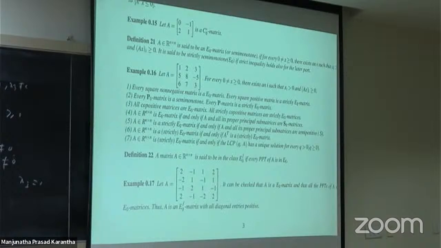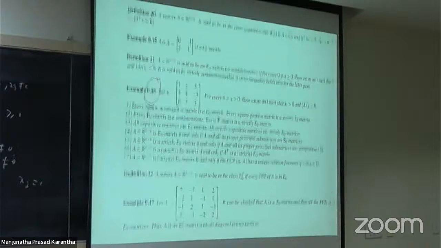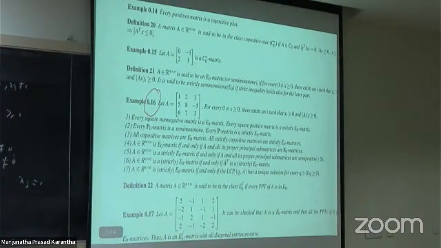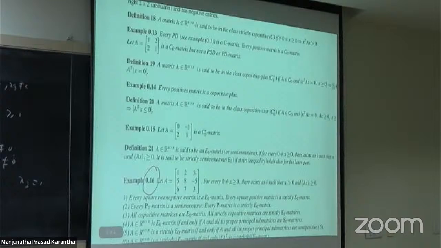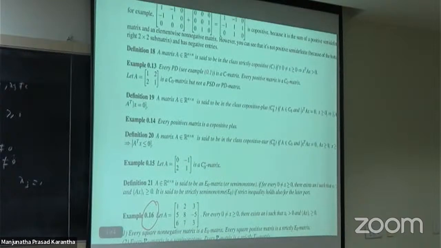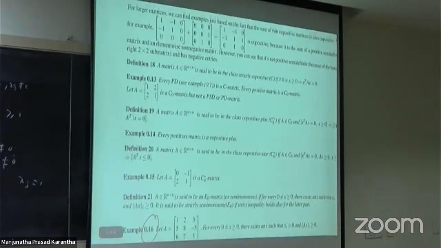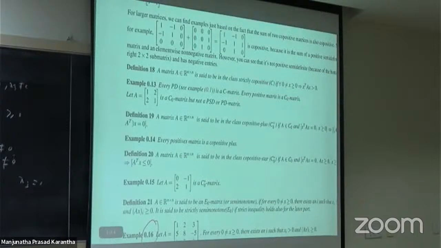Now let us take example 16. Can you check whether it is an inverse M matrix or not? By the way, you know how to find out what a co-positive matrix is, right? Co-positive star is very clear. For example, this matrix is a co-positive matrix, but not a PSD matrix.